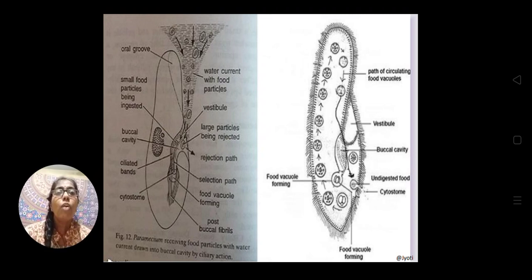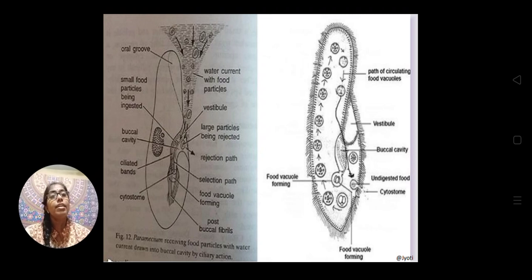Okay. Now on the right side you can see, after capturing the food, a food vacuole is formed. Now the food vacuole contains water and the food particle. The food particle inside the food vacuole is moving throughout the cytoplasm. As you know, paramecium is also a unicellular organism. So the movement of the food vacuole in the cytoplasm is shown with the help of arrow marks in the right side diagram. In the right side diagram you can see the path where the food is taken in, that is also clearly shown here, and that part is called the vestibule.